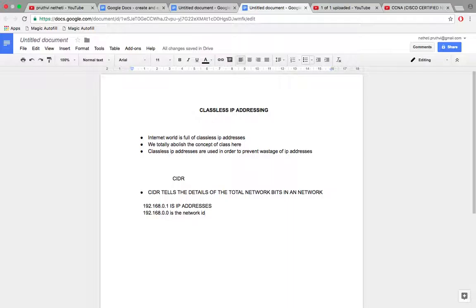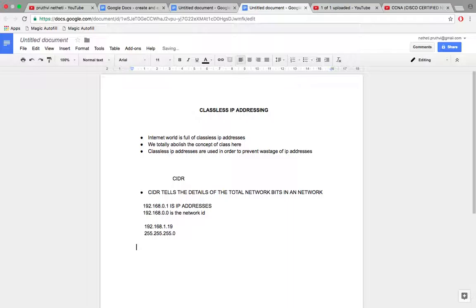In order to understand this, we have to move further, and as we move further you'll understand each and everything. So CIDR tells the details regarding the total number of network bits. Let's say we are configuring an IP address 192.168.1.19, and according to our classful segmentation we have the subnet mask 255.255.255.0. By seeing this we can say it's a Class C IP address, 192.168.1 is the network ID. You can't change it; you can change only the last part, which is the number of hosts.